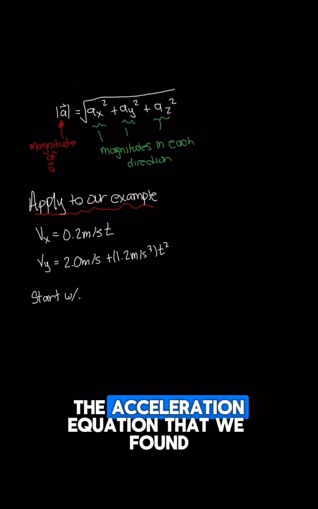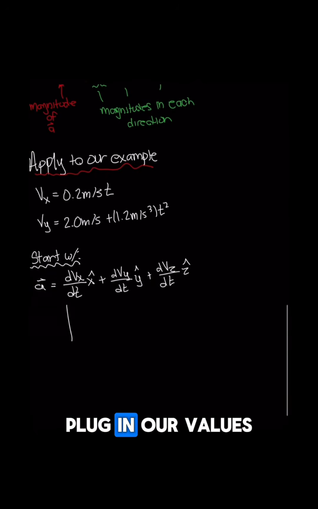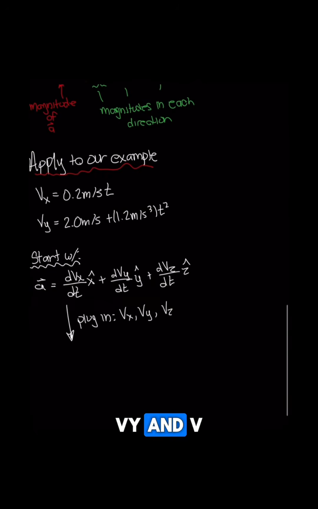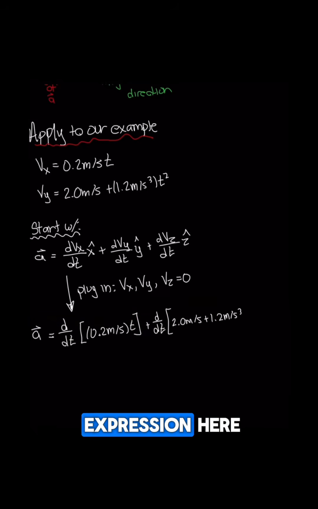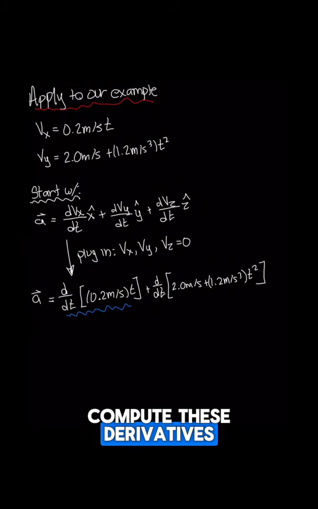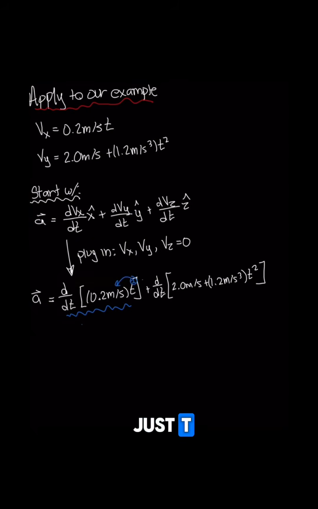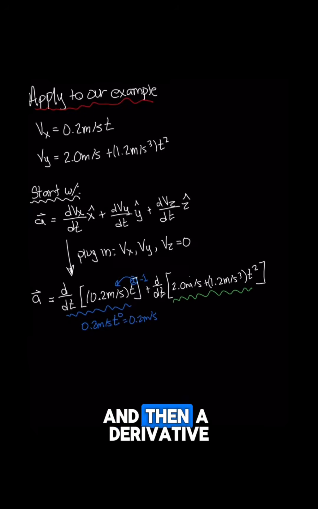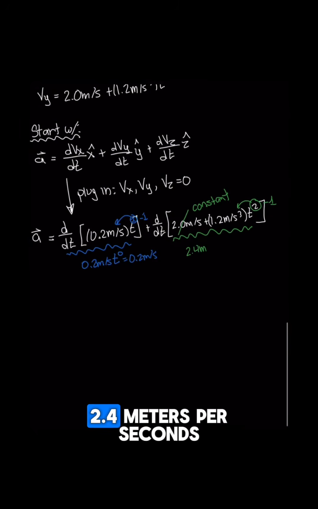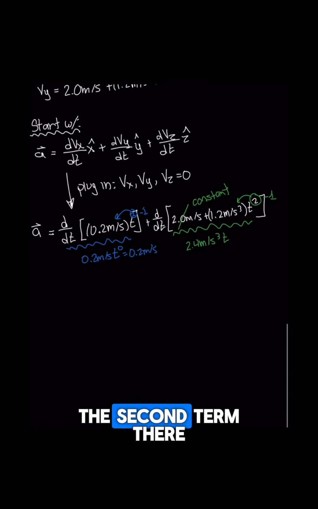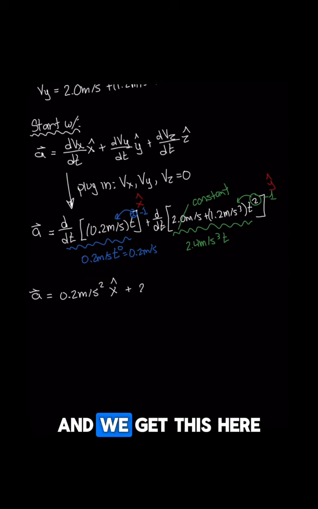We can start with the acceleration equation that we found, plug in our values, where vx, vy, and vz is equal to 0. We just plug in 0 in that direction, and if we do that, we get this expression here. And now we can compute these derivatives. So the derivative of just t, you just bring down the 1, and then t goes away, so it's just 0.2 meters per second. And then the derivative of a constant is 0, and then for the derivative of the term to the power 2, you just bring it down, 2 minus 1, and then we get 2.4 meters per second cubed times t for the second term there. So we can plug both these in, and we get this here.